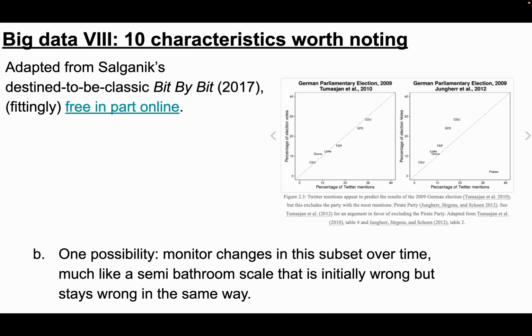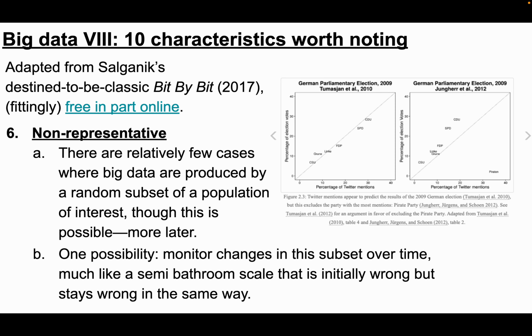So another characteristic worth noting here is the non-representativeness of the data. This is potentially a pretty serious problem when you consider who actually uses the internet. There are relatively few cases where big data are produced by a random subset of a population of interest, although this is possible. A little bit more on that later. One possibility is you can monitor changes in this subset over time, much like a bathroom scale that's initially wrong, but stays wrong in the same way. You can correct for this bias as long as the bias is, generally speaking, monitorable, that's probably not a word, observable.